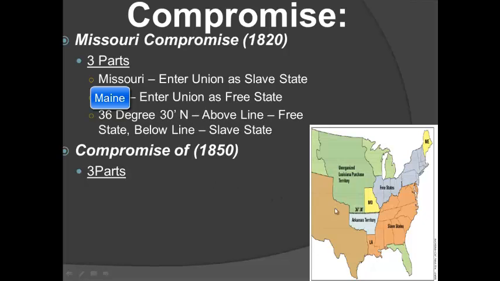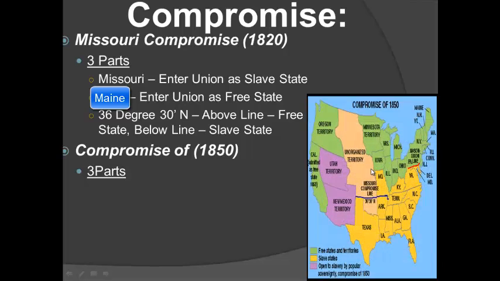Now the 36°30' latitude line is right here. Remember latitude from the beginning of the year. Everything above this 36°30' line, all future states would be free, and everything below all future states would be slave. Now this only applies to the Louisiana Purchase territory. This area over here with Texas and the Mexican Cession area, the United States did not have in 1820. So the Compromise of 1850 will come along to deal with this area.